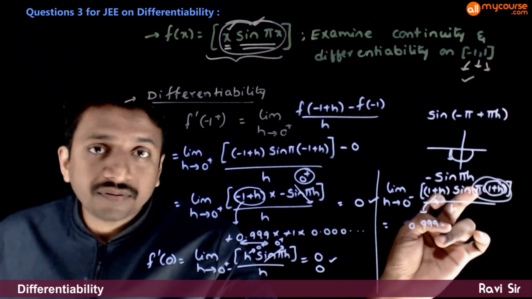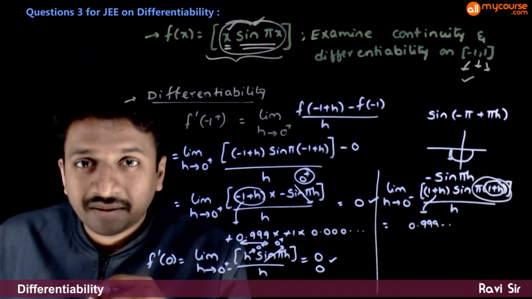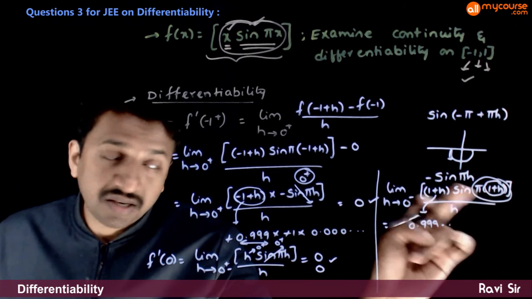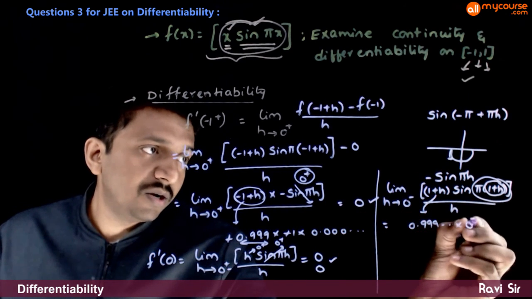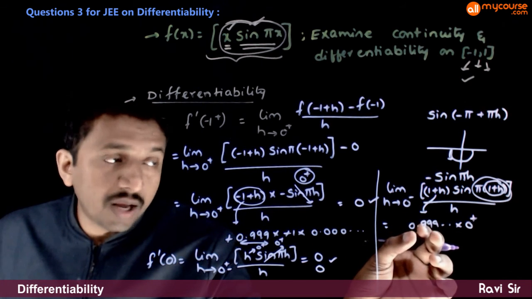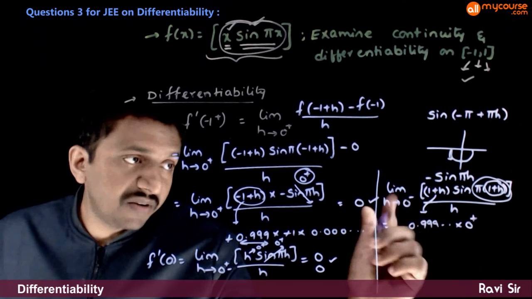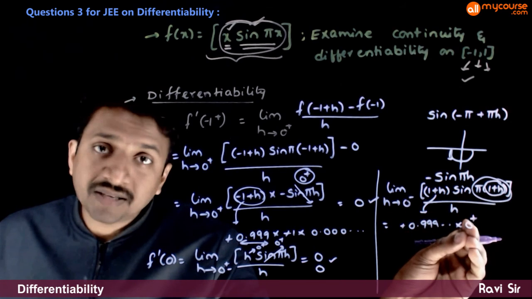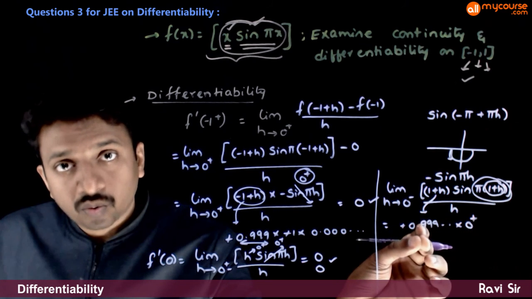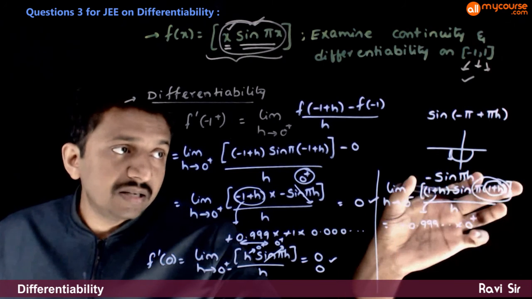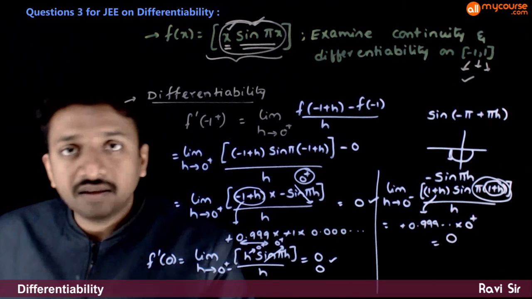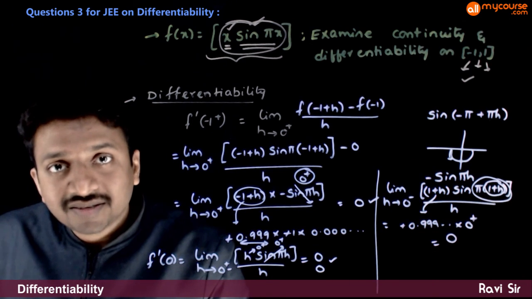So sine of a number slightly less than pi: less than pi means the second quadrant, so sine is positive and goes to 0 plus. So 1 plus h is going to 1 minus, which is a positive number, and sine pi times 1 plus h is also positive. So 0 plus times 1 minus goes to 0 plus. So the integer part of this goes to 0 again. Hence, the value of the derivative is equal to 0.